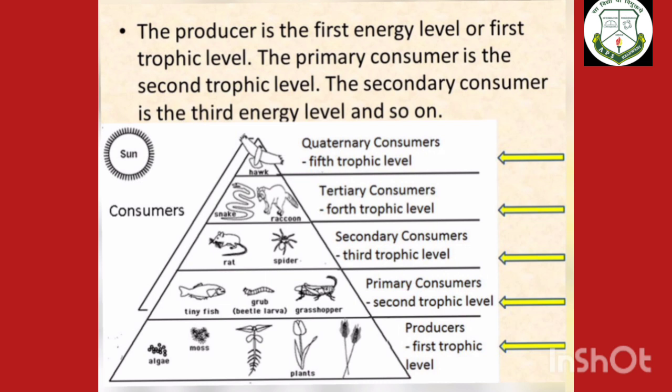Now students, today we studied about the ecosystem, their components, their types, and the different types of trophic levels.